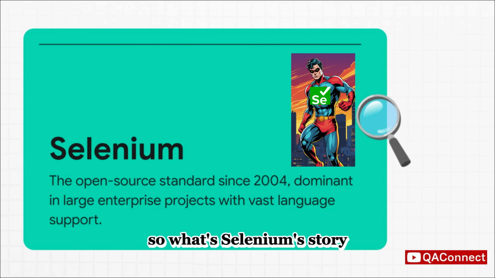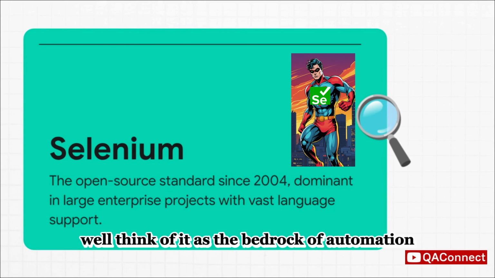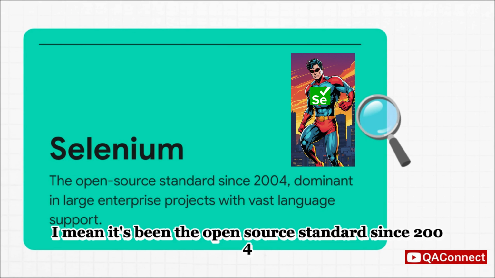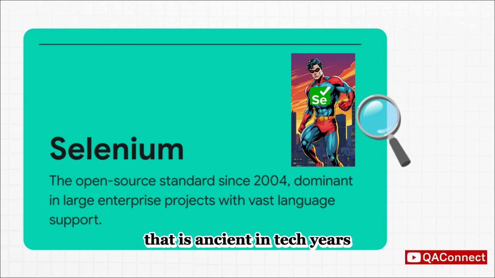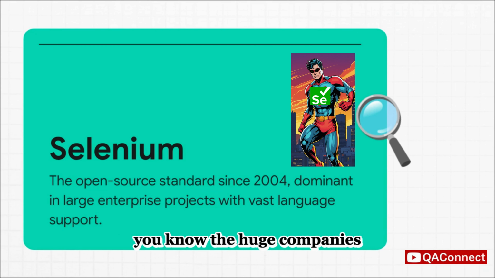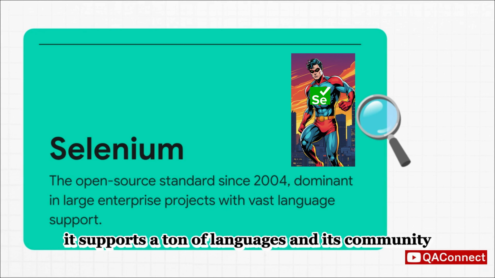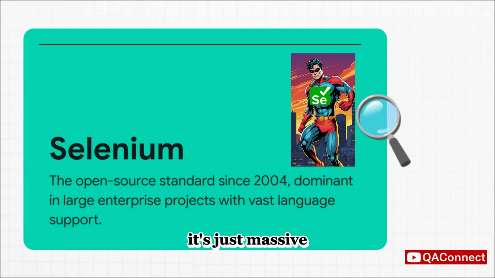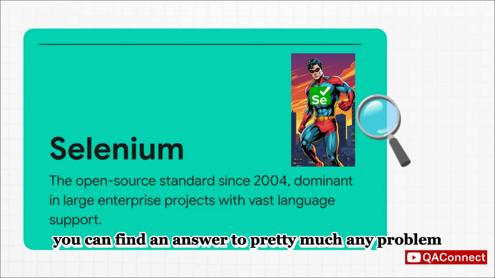So what's Selenium's story? Well, think of it as the bedrock of automation. I mean, it's been the open source standard since 2004. That is ancient in tech years. It's super dominant in big enterprise projects, the huge companies, mostly because it's so flexible. It supports a ton of languages, and its community, it's just massive. You can find an answer to pretty much any problem you run into.